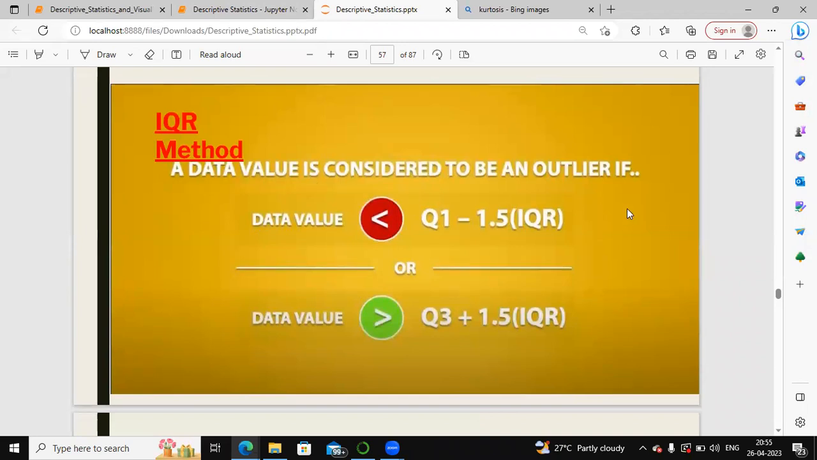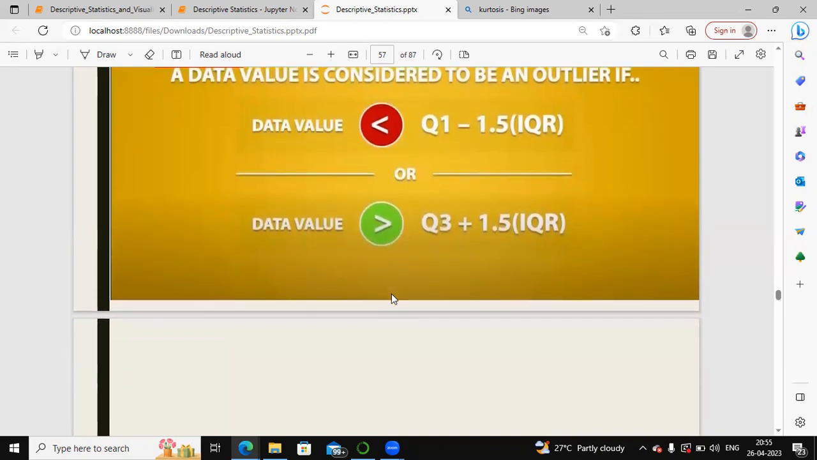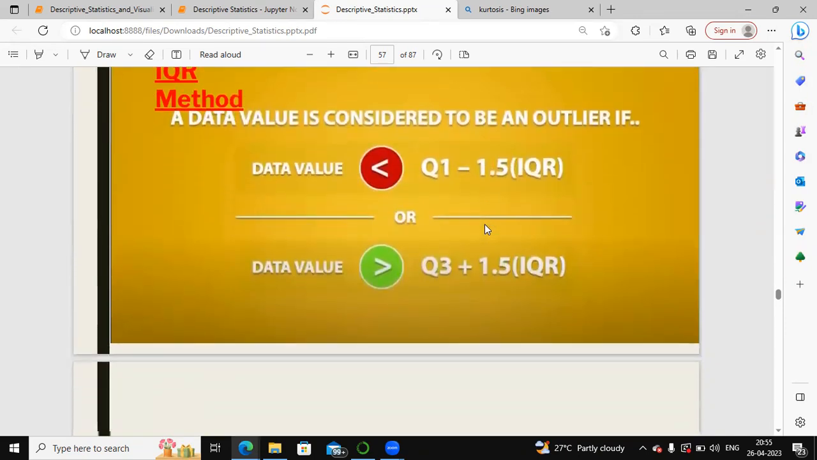A data value is considered to be an outlier if the data value is less than Q1 minus 1.5 IQR, or if it is greater than Q3 plus 1.5 IQR. We can take any value like 2.5 IQR as well, but usually we consider this to be 1.5. But yes, this can vary based on the kind of data set we are dealing with.